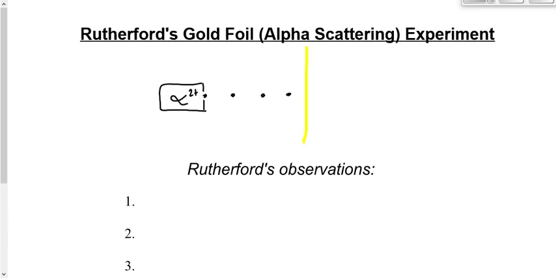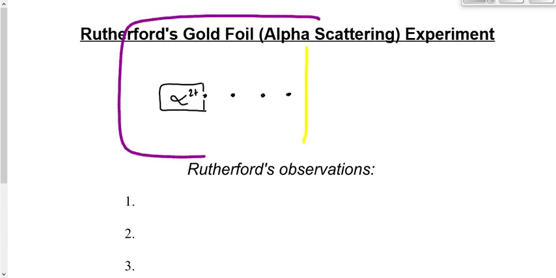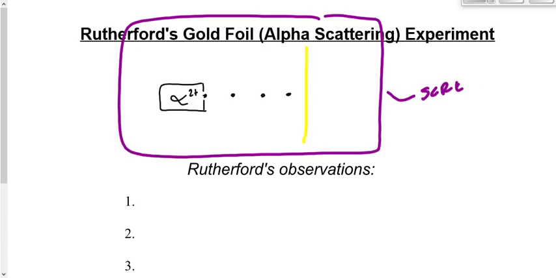Incredibly thin gold foil. Now this thing is going to be surrounded by what we call a scintillation screen. I don't care if you remember that scintillation word or not, just call it a screen. When alpha particles strike the screen, it glows. So we know where the alpha particles hit.